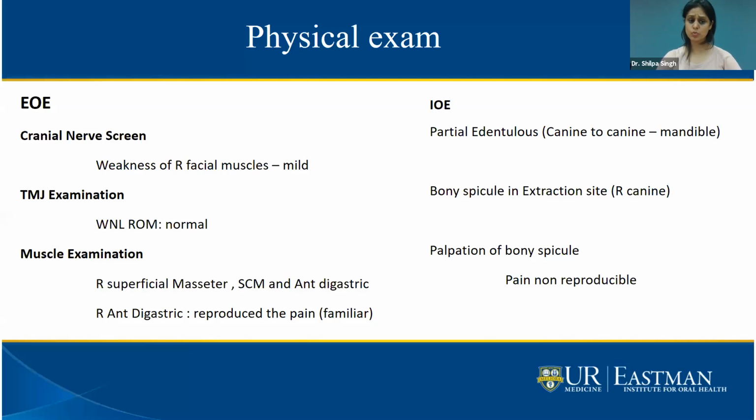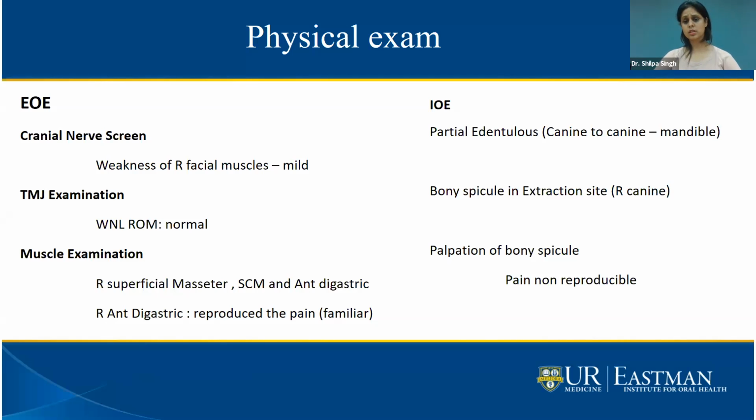When the muscle palpation was done, the right superficial masseter muscle, right sternocleidomastoid muscle, and anterior digastric muscles were tender to palpation, and there were trigger points. The right anterior digastric trigger point, when palpated, was able to reproduce the similar familiar pain that the patient was actually having. Then we did the intraoral exam.